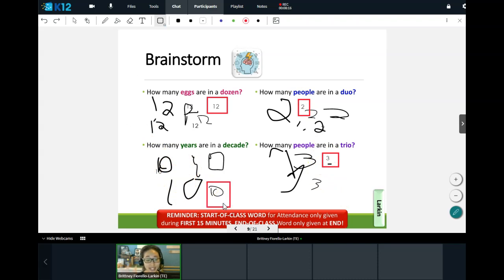So the whole point here is that words can stand for numbers. Smiley faces, emojis, if that makes sense. Words can stand for numbers.